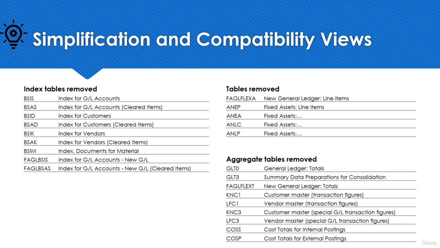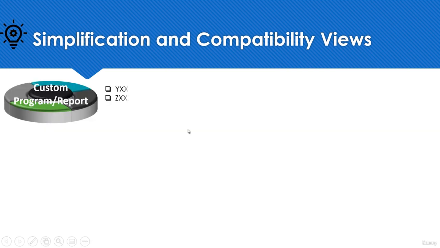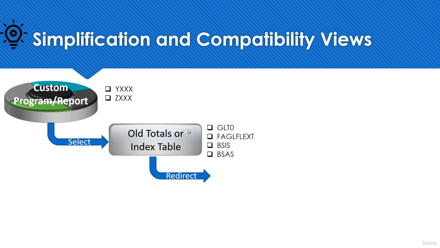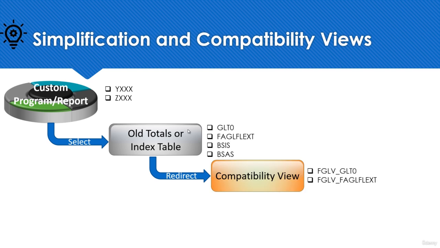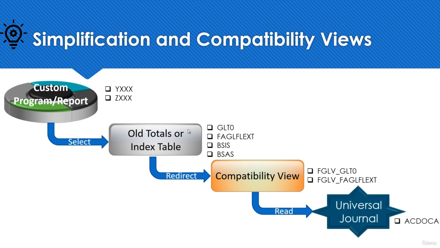Read access of the data is now automatically redirected to the universal journal as the new single source of truth. Read access from custom ABAP programs or reports to prior tables will work as before. I will explain this scenario in the next slide. So the custom program or report that selected from old totals or index tables is now redirected to the compatibility view, which reads data from the universal journal new table ACDOCA as the single source of truth.